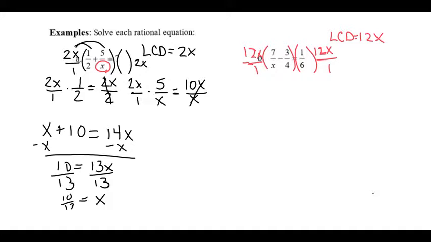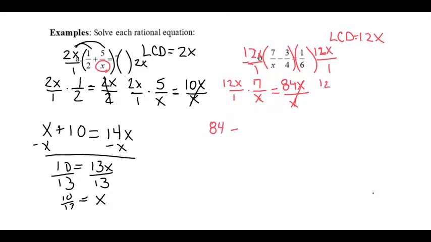To show you the multiplication, I'm going to do 12x over 1 times 7 over x. You're going to multiply it times every single part. That's going to give me 84x over x, but those two x's equal 1, so it gives me just 84. So I'm going to write that down here. I have 84, keep my minus sign.